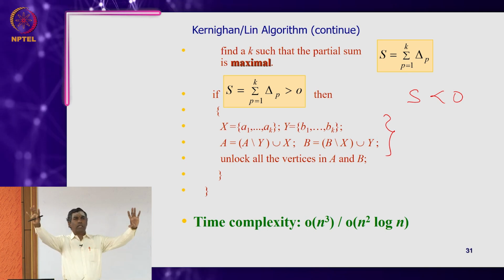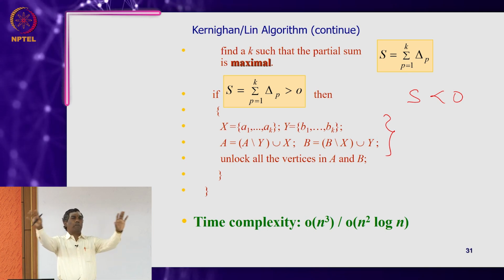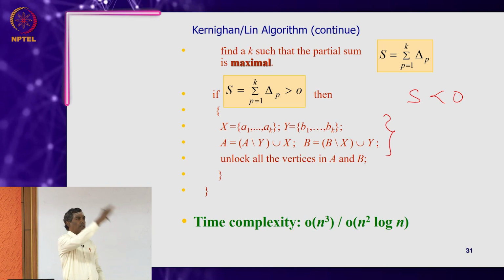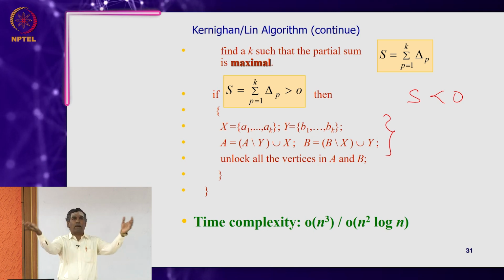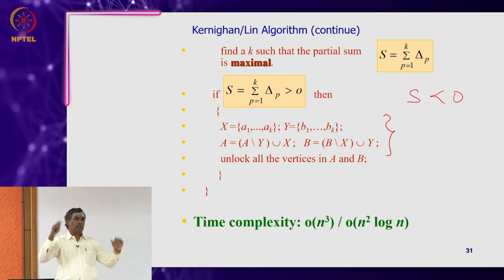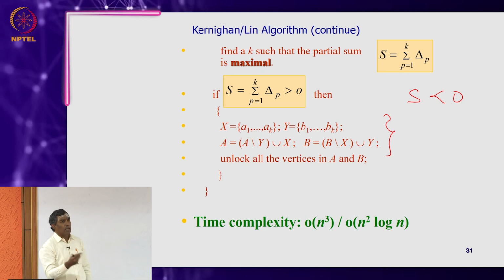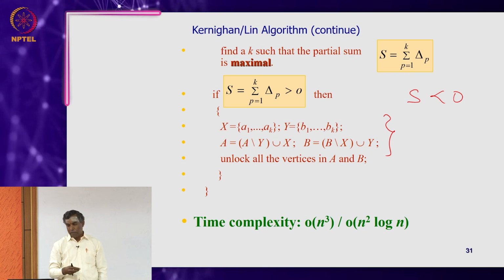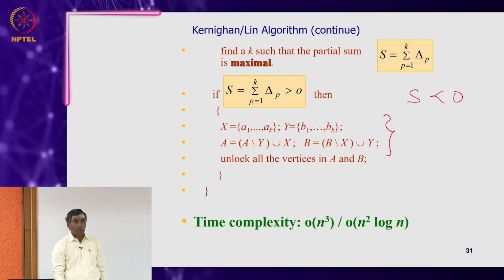So, you have an initial partition, now you try to swap some vertices from this side, some vertices from this side, you go on swapping such that the total cut cost is minimum. It's a very beautiful one. It's very useful for data partitioning. It's used in real time, and a lot of people are using it.